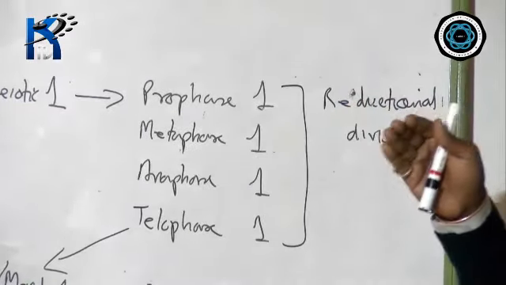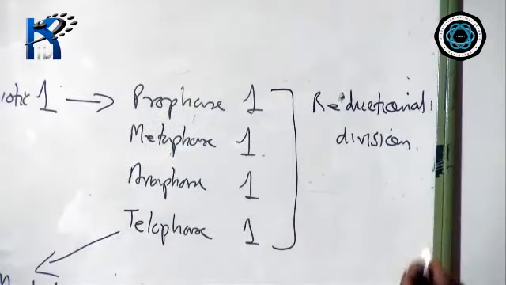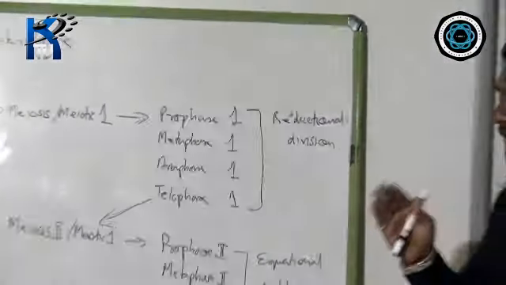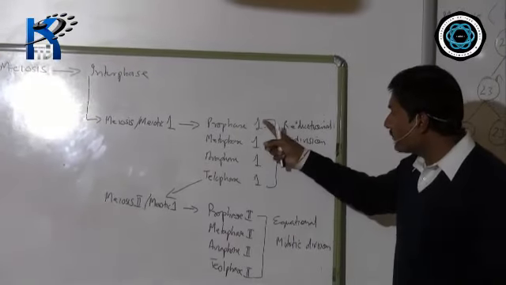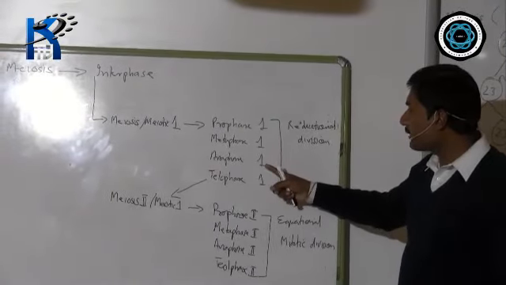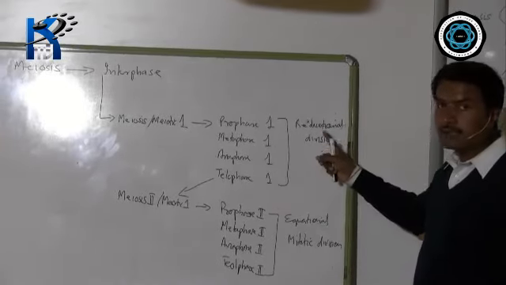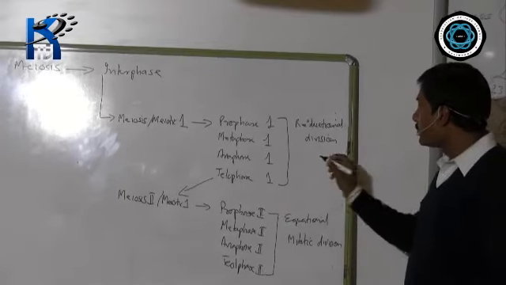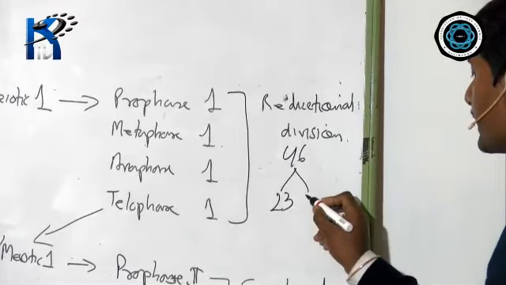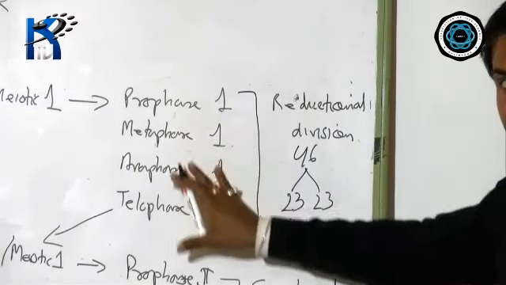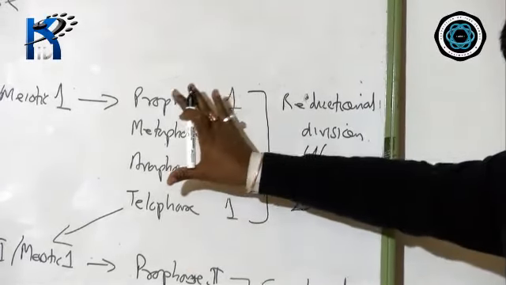As per the ICSE syllabus, the stages of meiosis are not required, but you need to have a fair idea that this first part, prophase 1, metaphase 1, anaphase 1, telophase 1, this meiotic 1 division, is a reductional division. Here the chromosome number, 46, is getting reduced to 23 and 23. In order to reduce to 23, this first meiotic division takes place.